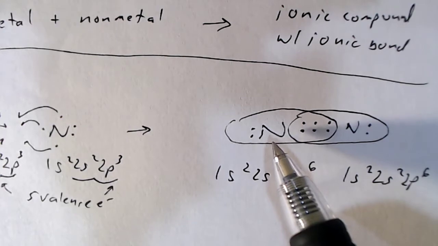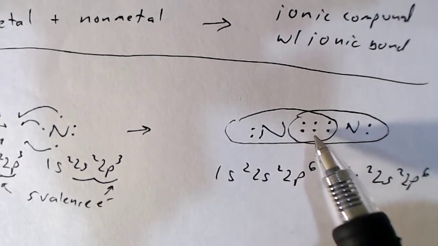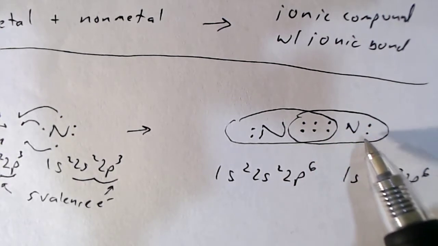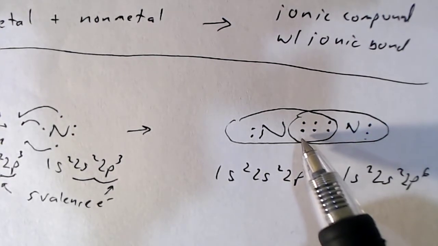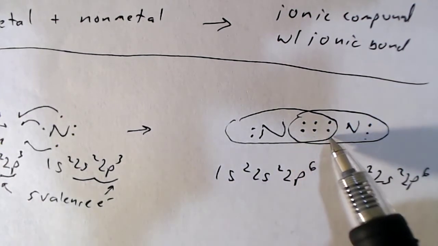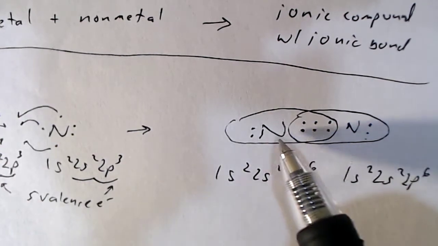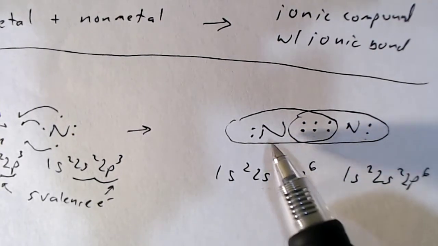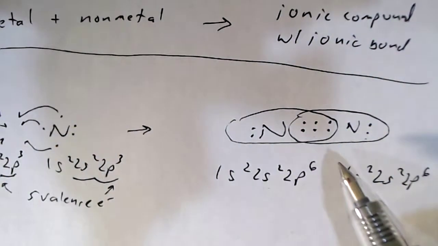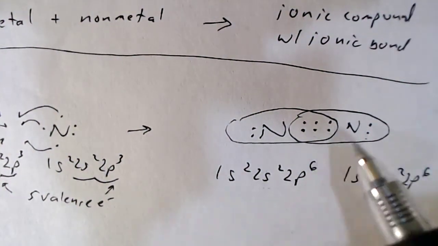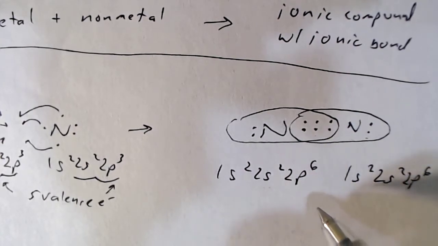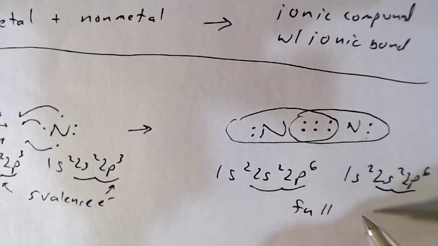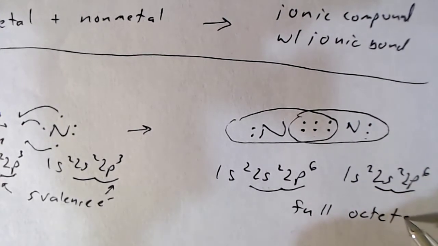So you see how this nitrogen on the left has 2, 4, 6, 8 valence electrons around it. And this one also has 2, 4, 6, 8 valence electrons around it. These electrons in the middle can belong to the valence shells, the outermost principal energy levels, for both of these atoms. They're shared by both atoms. So this is very stabilizing. They both now have 8 valence electrons. They both have full octets.